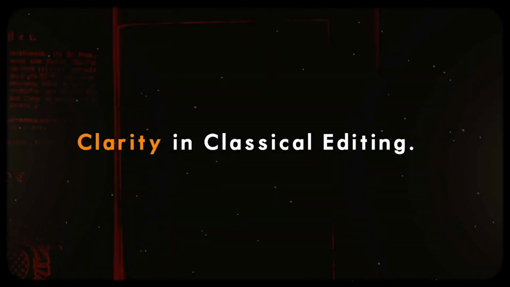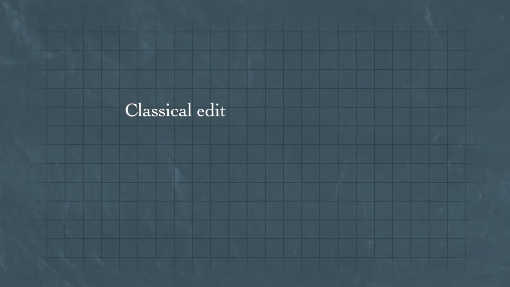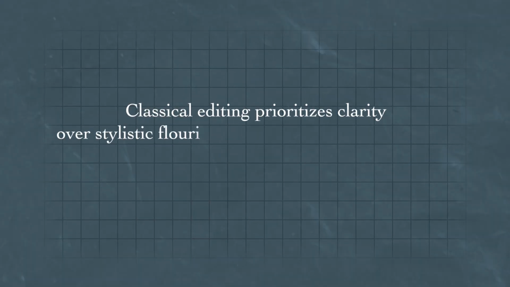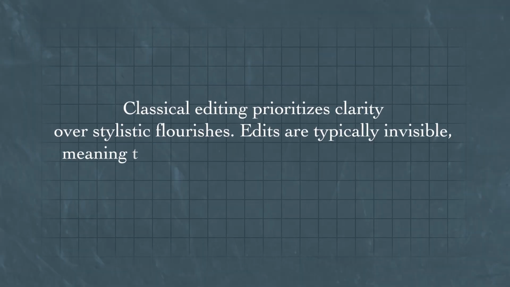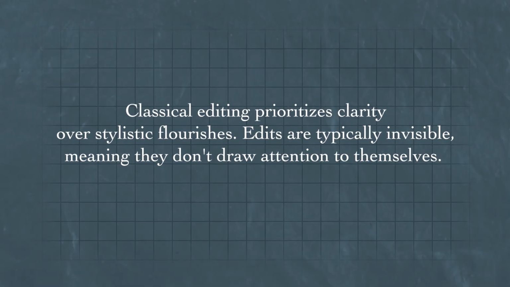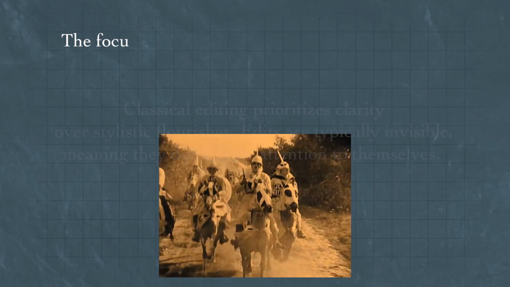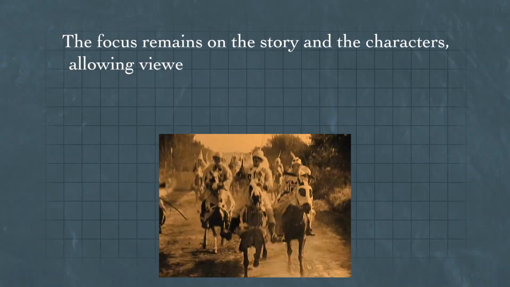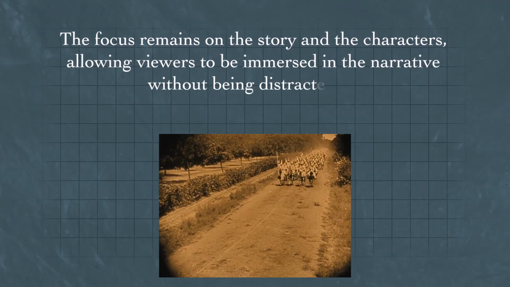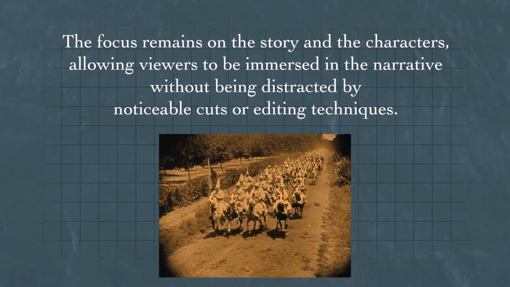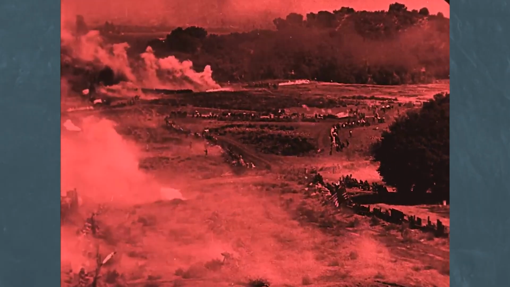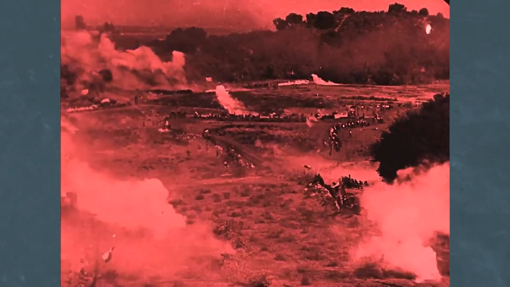Clarity in classical editing. Classical editing prioritizes clarity over stylistic flourishes. Edits are typically invisible, meaning they don't draw attention to themselves. The focus remains on the story and the characters, allowing viewers to be immersed in the narrative without being distracted by noticeable cuts or editing techniques. This style ensures viewers can easily follow the cause and effect relationships between scenes, understand the emotional beats of the story, and stay engaged with the characters' journeys.